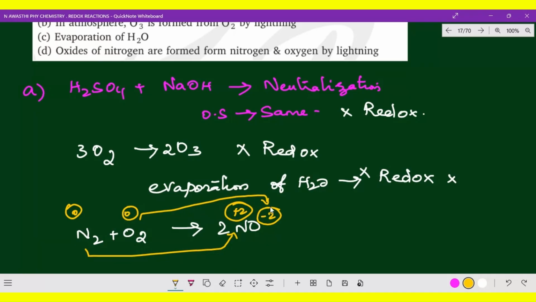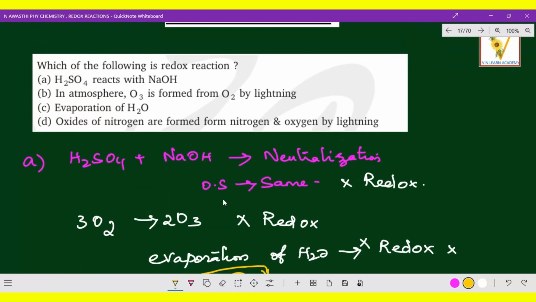So both oxidation as well as reduction are taking place simultaneously. A redox reaction mainly involves transfer of electrons, loss of electrons and gain of electrons. That is very, very important. It is transfer of electrons between atoms resulting in change in oxidation state. So which is the correct option? Which of the following is a redox reaction? Of course, option D. Oxides of nitrogen formed from nitrogen and oxygen by lightning is 100% a redox reaction.